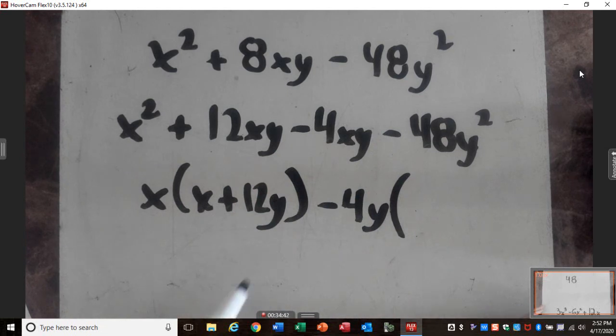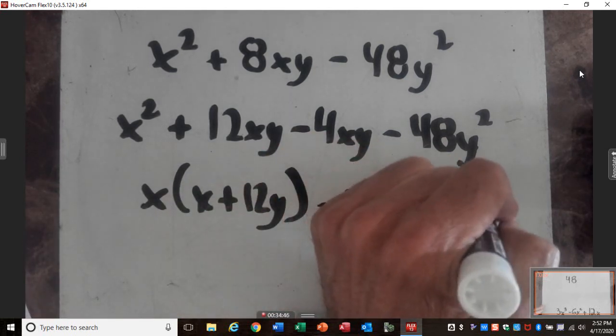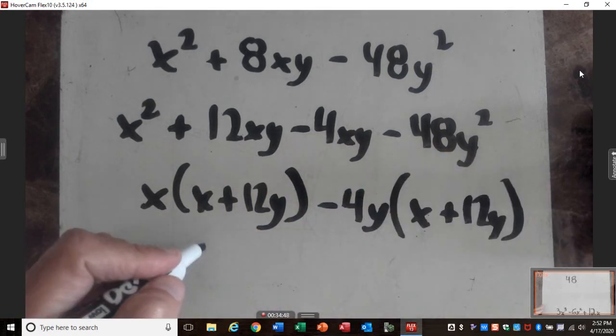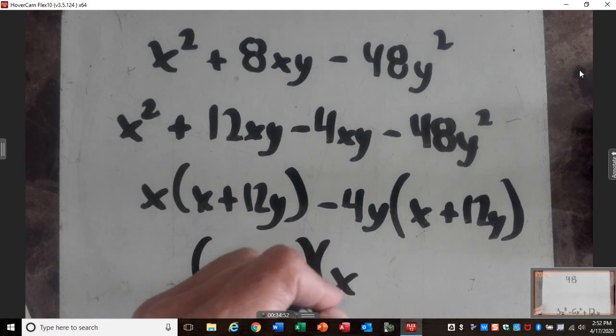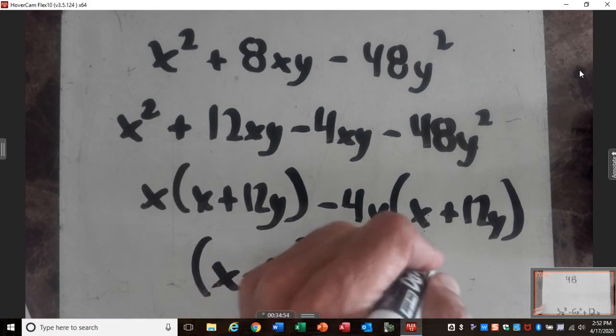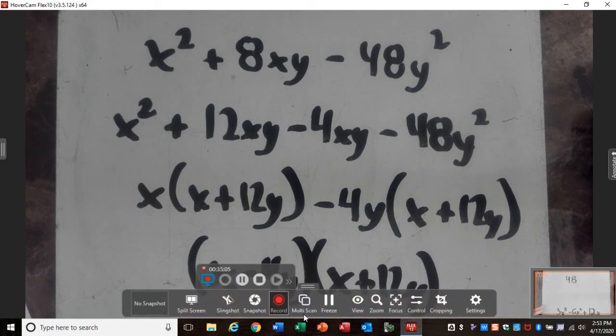Now, when you divide, you're going to get whatever's left. X should be the same thing, plus 12y. So when you're done, we'll put our outside together, and then we'll take our common x plus 12y. Write it like that. And remember, any of this can be checked using FOIL. Any of this.